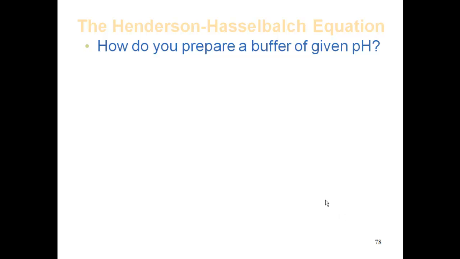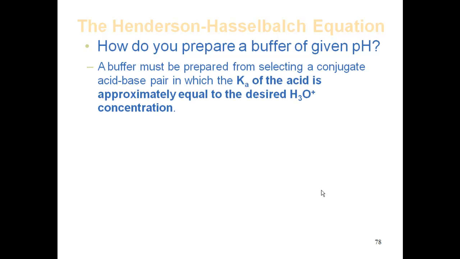So how do you prepare a buffer for a given pH? A buffer must be prepared by selecting a conjugate acid-base pair in which the Ka of the acid is approximately equal to the desired hydronium ion concentration. If I want a certain pH, that's related to hydronium, right? So I figure out my concentration of hydronium from the pH, then look in tables for a Ka that's similar to that.